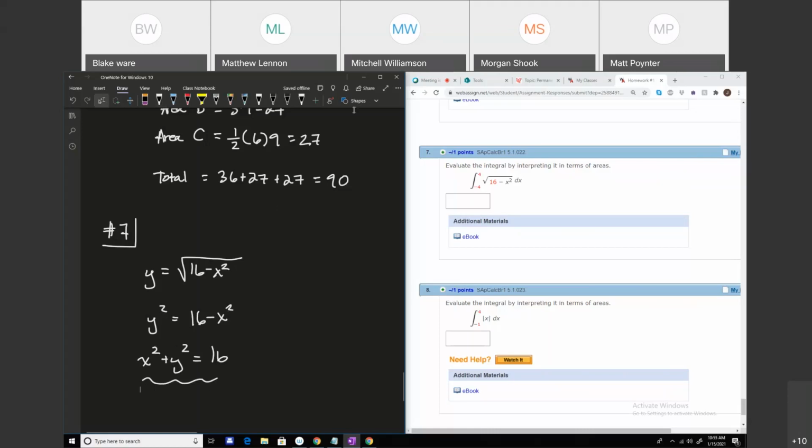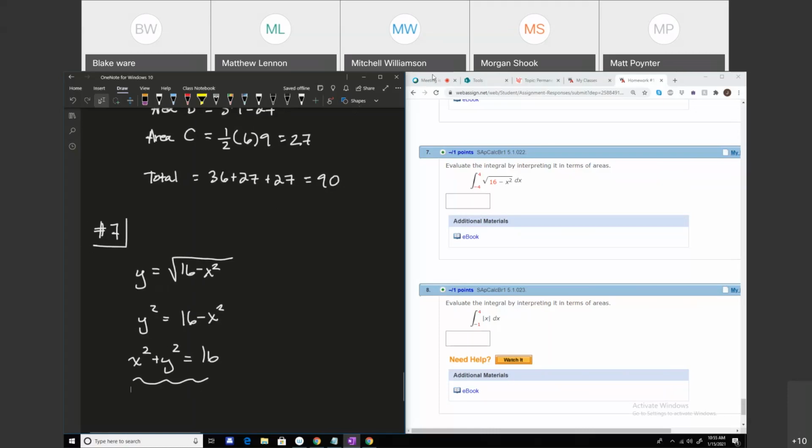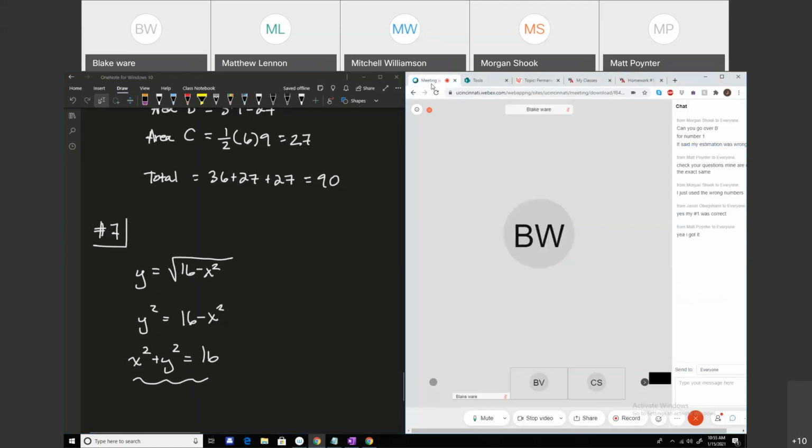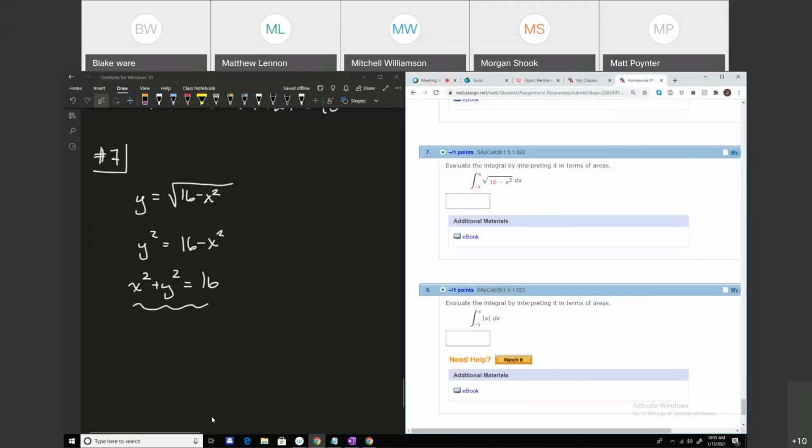Does anyone know the picture you would get if you would graph that curve? It's actually, anyone got an answer? No. It's from algebra. It's one of the most basic shapes. It is actually a circle, right? This is a circle, the graph of a circle, centered at 0 with radius 4, centered at the origin.